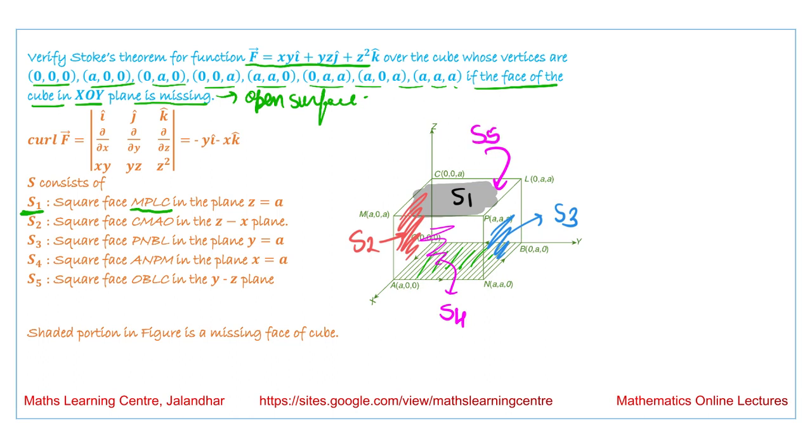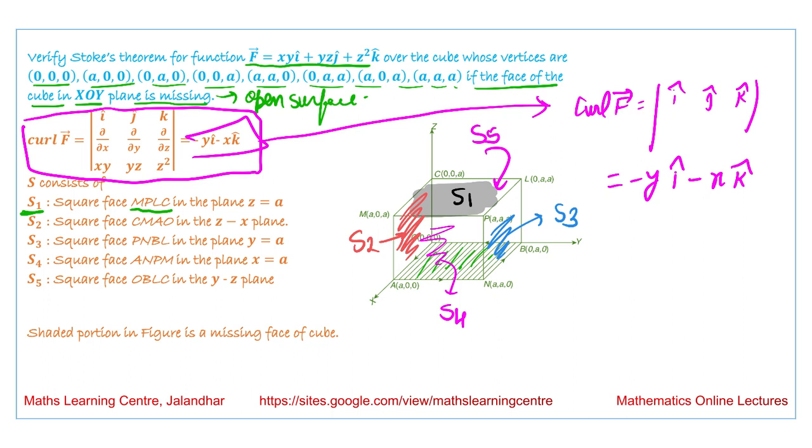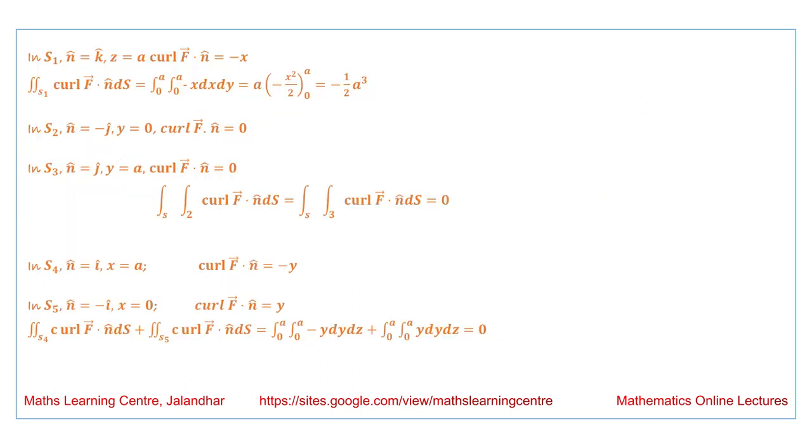Now when we evaluate the curl of F vector, the answer we obtain is the determinant with i, j, k, shown here, and the final answer is minus y i cap minus x k cap. Now we have to verify Stokes theorem. So we evaluate the double integral of curl of F vector dot n cap dS.